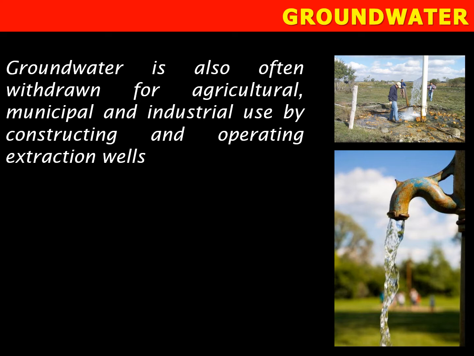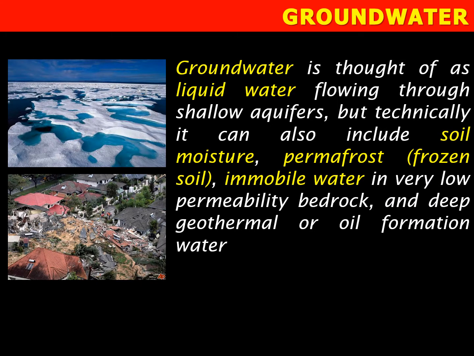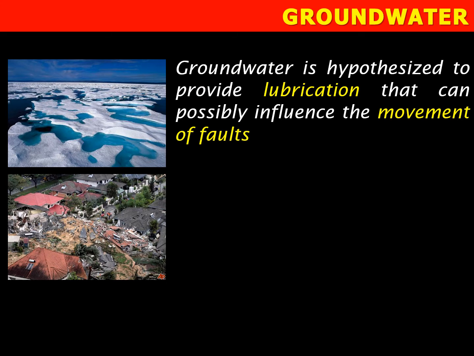Groundwater is also often withdrawn for agricultural, municipal, and industrial use by constructing and operating extraction wells. Groundwater is thought of as liquid water flowing through shallow aquifers, but technically it can also include soil moisture, permafrost, frozen soil, immobile water in very low permeability bedrock, and deep geothermal, or oil formation water. Groundwater is hypothesized to provide lubrication that can possibly influence the movement of faults. For example, landslide.